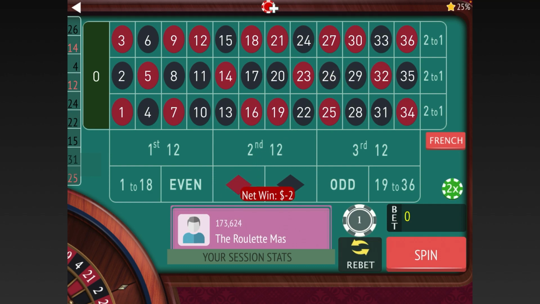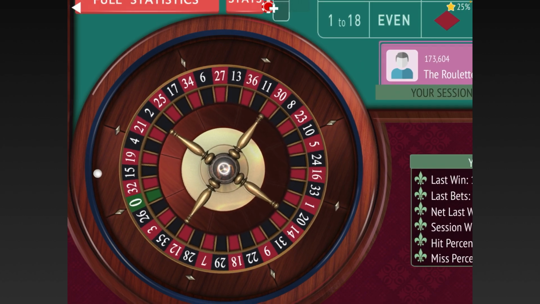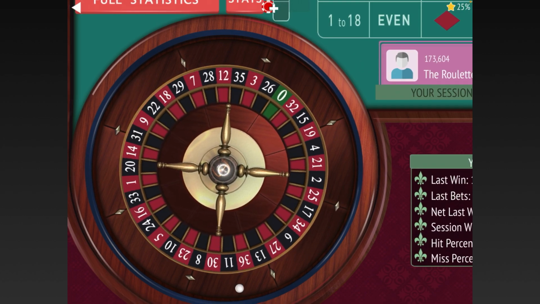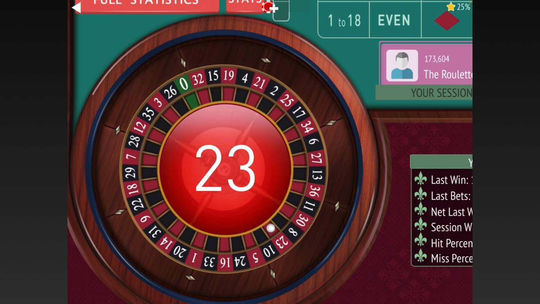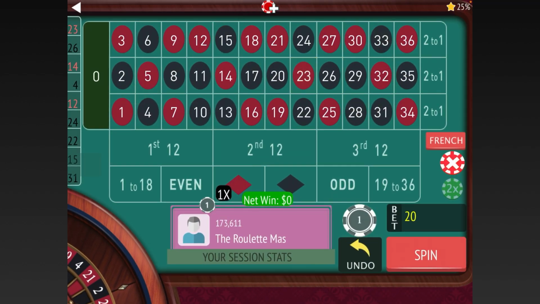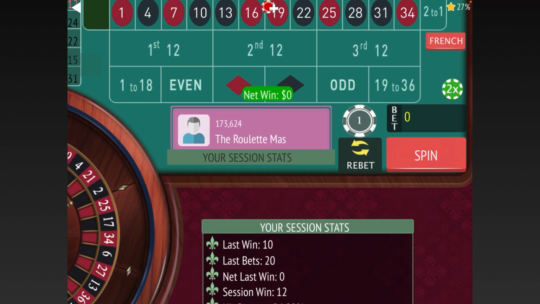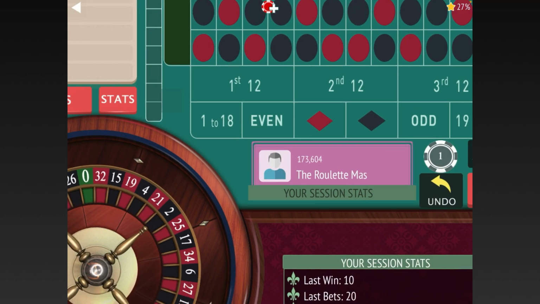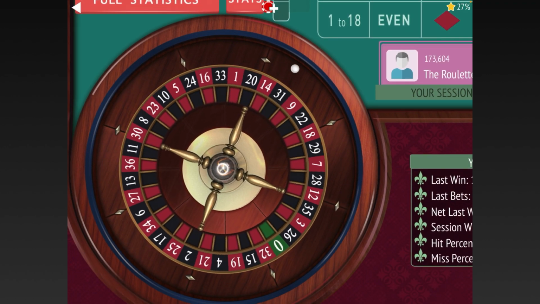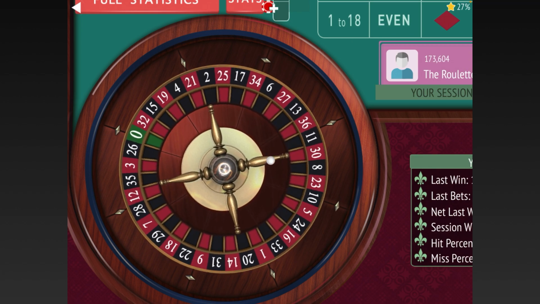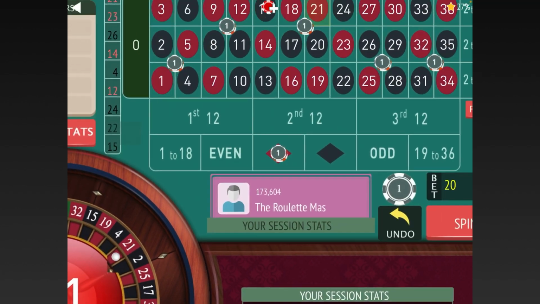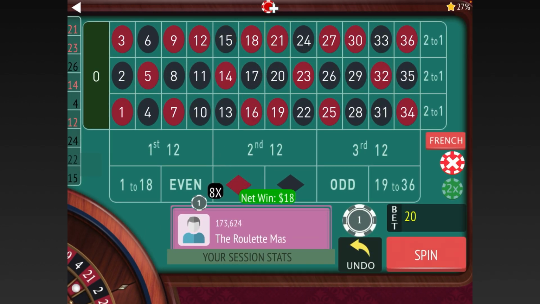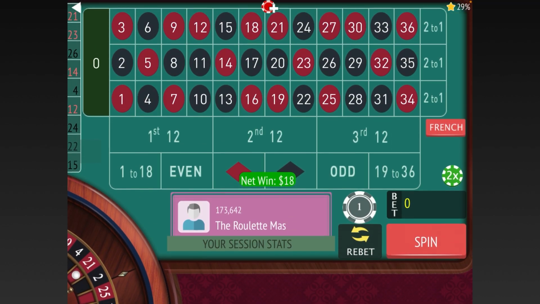Okay, on partial losses, again, we don't change anything, so we just rebet. Only on total losses do we increase by 2 units. Okay, another break even, so we're up 12 still. We just rebet. Okay, we won $18 there, so now we're up 30.